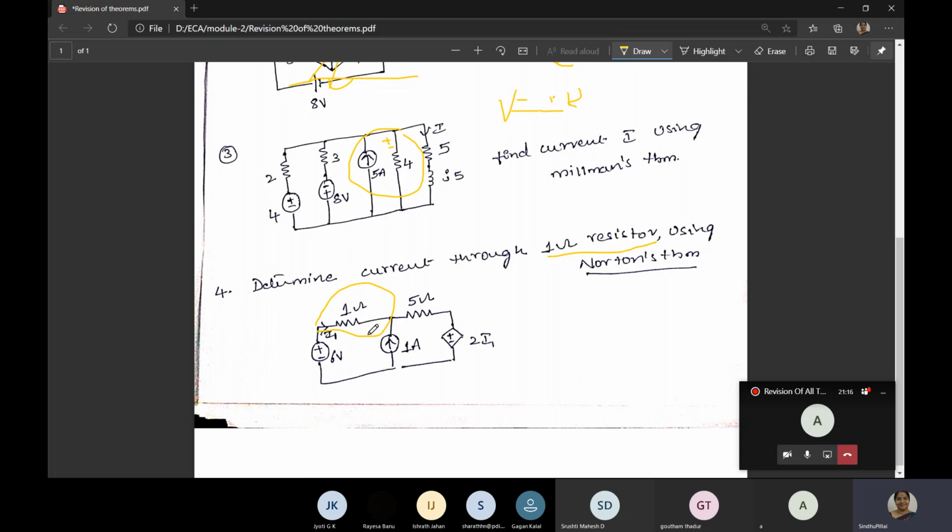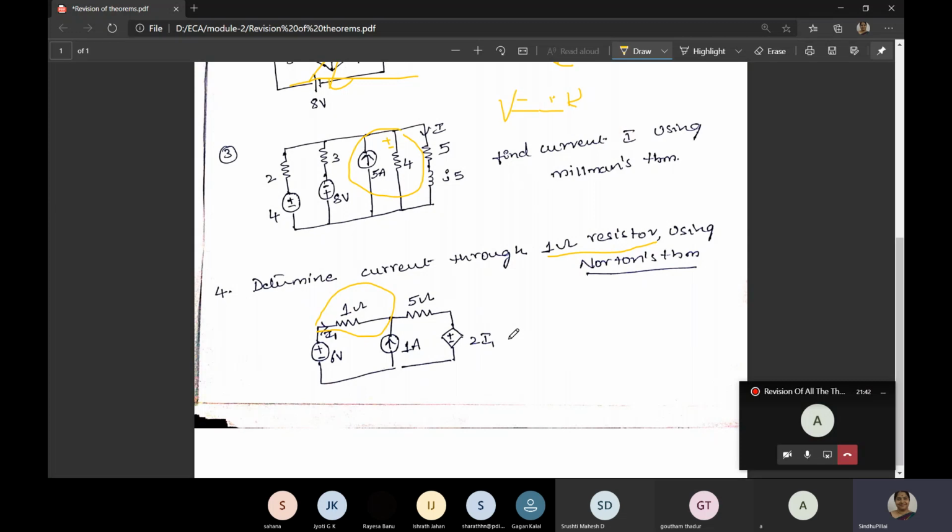And to find the current, what do you have to do? Take two loops, I1 and I2. Since we have a current source between two meshes, it becomes a supermesh. So just write the equation there. And we have a dependent source also here, it is a current dependent voltage source. Fine, it is depending upon the current I1. So I1 is nothing but the loop current I1 here.